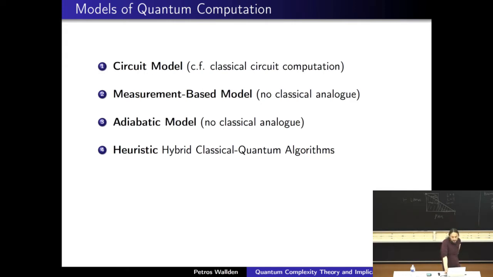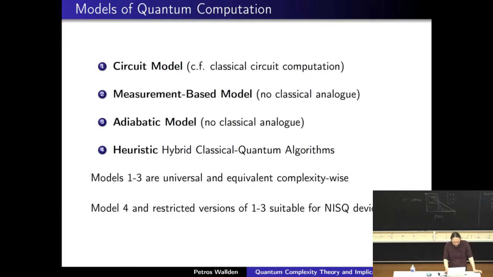And then there exist heuristic algorithms, one class of which is hybrid classical-quantum algorithms that I'm sure you have heard of, even if you haven't worked on them. These days it's a very trendy topic. So models 1 to 3 are what are called universal, and you'll understand what universal means when we define complexity. Universal basically means that you can do any quantum computation using those, but what you can do is also subject to how efficiently you can do it. So anyway, they are equivalent complexity-wise.